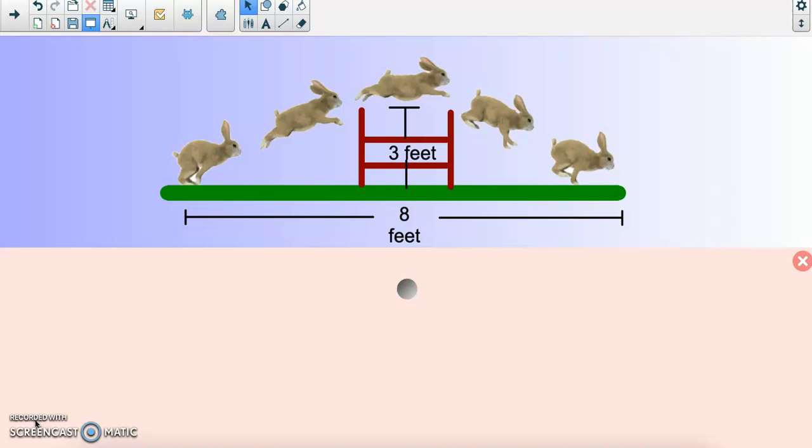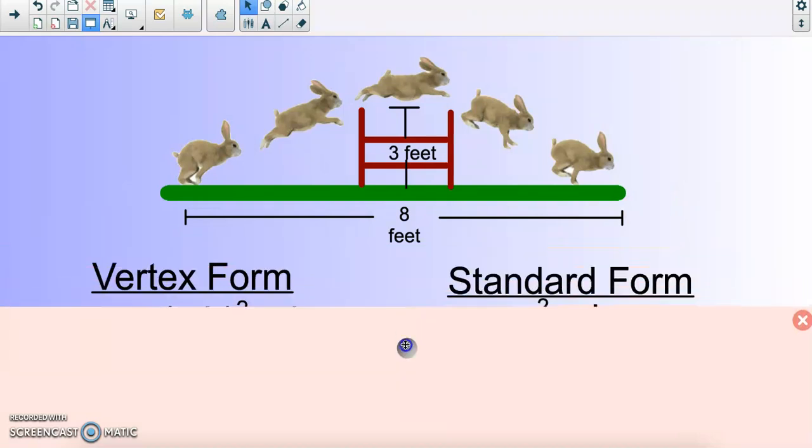So we start out with a problem where we have a rabbit that's jumping over a fence, and it reaches this maximum height of three feet. And we know that from when it takes off to when it lands, it's 8 feet. And the first thing we're asked to do is to come up with an equation that models this parabolic path of this rabbit as it jumps through the air. So let's take a look at how we might do that.